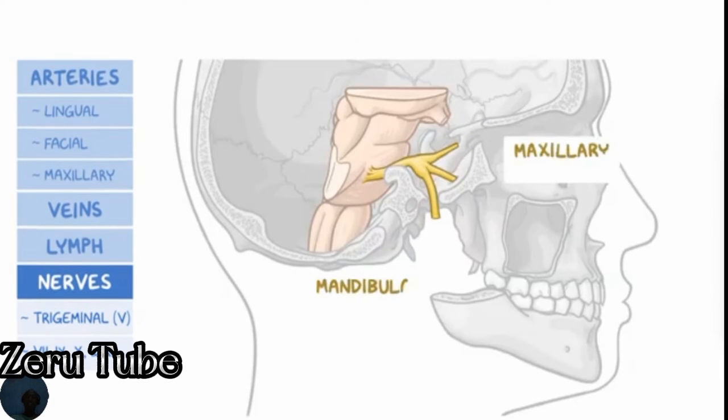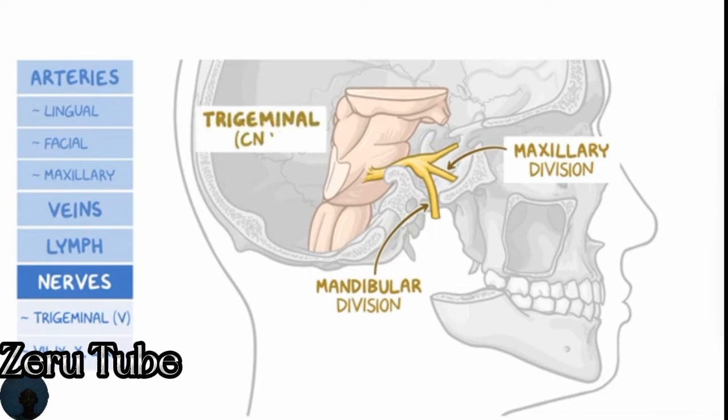The cranial nerve 5, which is called the trigeminal nerve, has three branches: the ophthalmic branch, the maxillary division, and the mandibular division. But the two divisions with a good role on the oral cavity are the maxillary division and the mandibular division. The ophthalmic division goes to the eye and the surrounding structures.